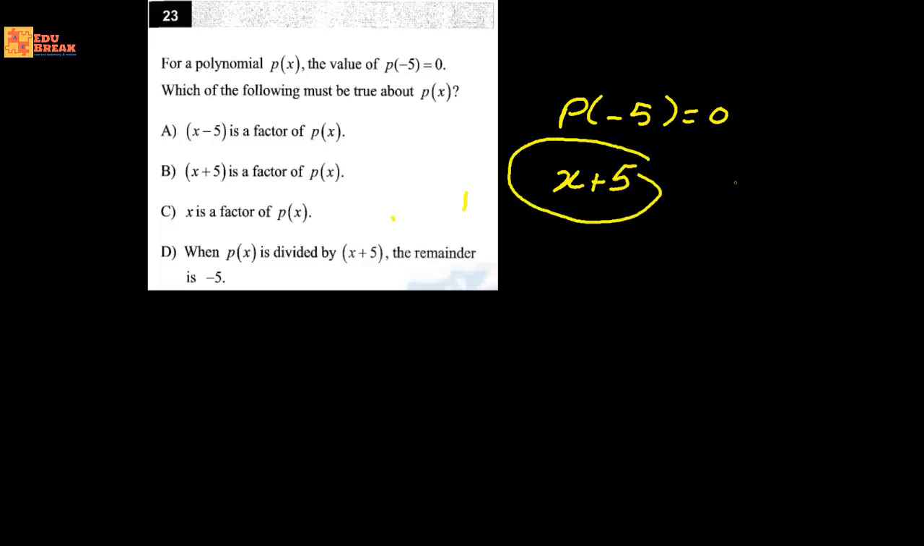Question 23. For the polynomial b of x, the value of b of negative 5 equals 0. Which of the following must be true about b of x? We have b of negative 5 equals 0. It means x plus 5 is a factor of b of x. So the answer is B.